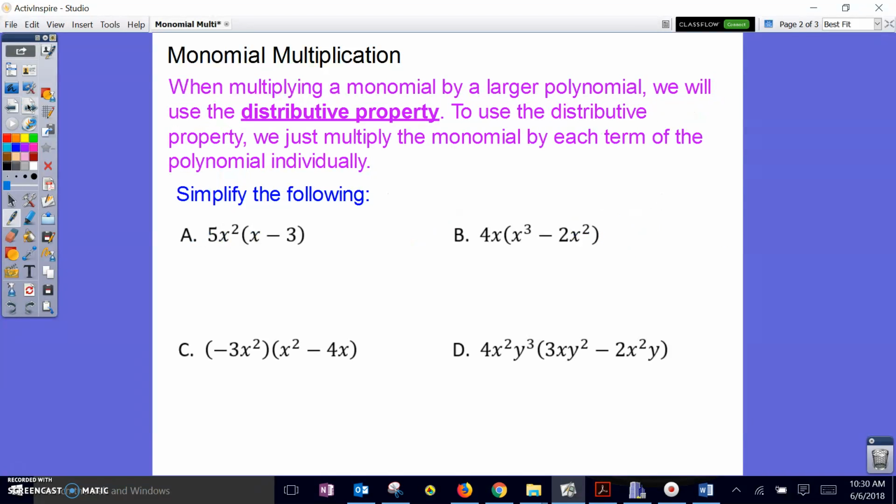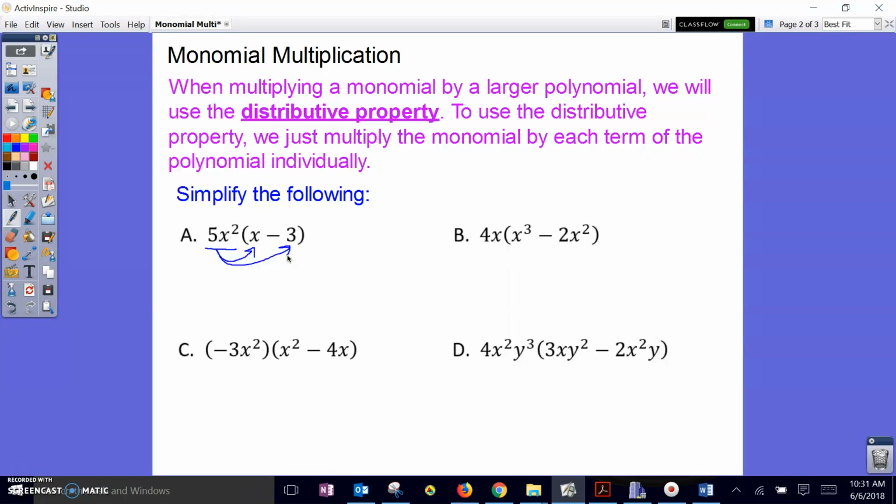Now, when we multiply a monomial by any larger polynomial, what we're going to do is use the distributive property. Everybody should be somewhat familiar with the distributive property, heard of it, used it before. But as a general refresher, to use the distributive property, all we're going to do is multiply the monomial by each term of the polynomial individually. So in part A here, we're going to take 5x squared and multiply it times x, and multiply it times minus 3.